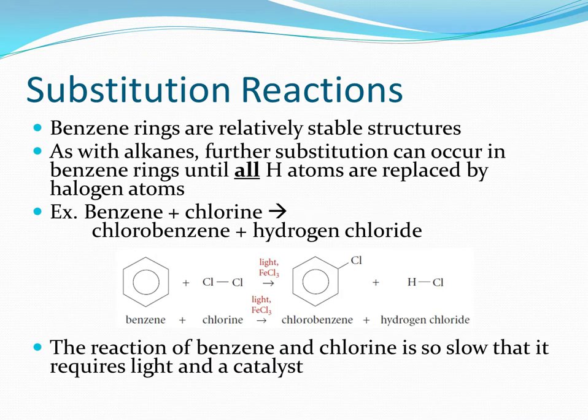Although benzene is very stable, it will undergo a substitution reaction. It can continue to undergo these reactions until all of the hydrogens are replaced with halogens, but the process is very slow and requires light and a catalyst because benzene is so stable.